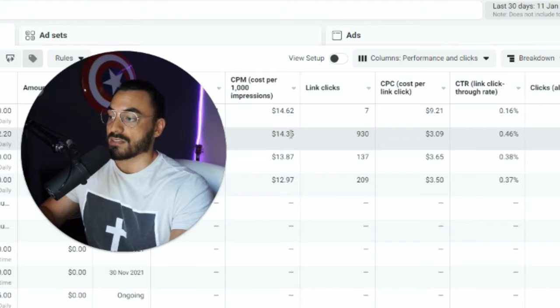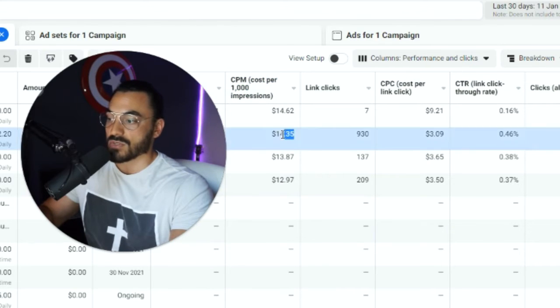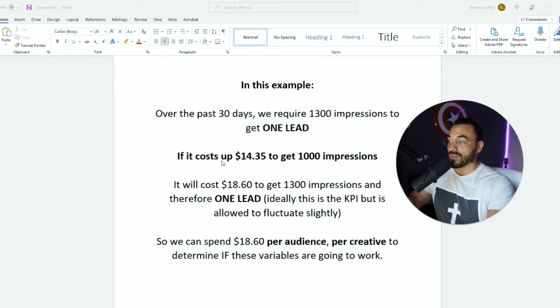The next part of this equation is figuring out how much it's costing us on average to get 1,000 impressions. So what you want to look for is the column in the same time frame that you looked at the previous metrics, CPM, or cost per 1,000 impressions. This is our top performing campaign, so it's costing us $14.35 to get 1,000 impressions. Again, bit of math involved. All we do is divide $14.35 by 1,000 and then times that by 1,300 impressions, and that's going to give us a figure of $18.60 in this example. That's exactly how many impressions and how much it's going to cost to get one lead based off of that historical time frame of data in this ad account.